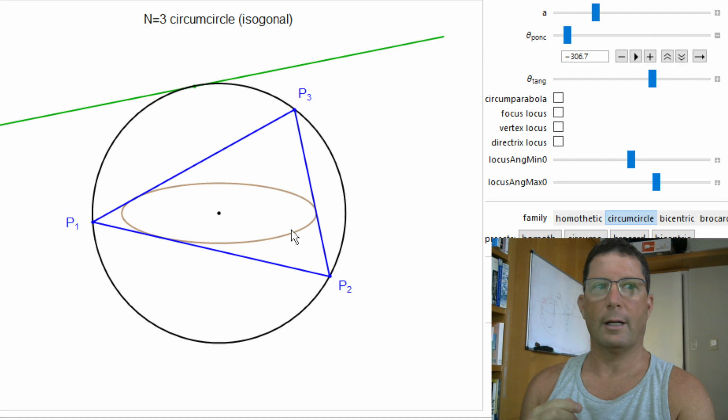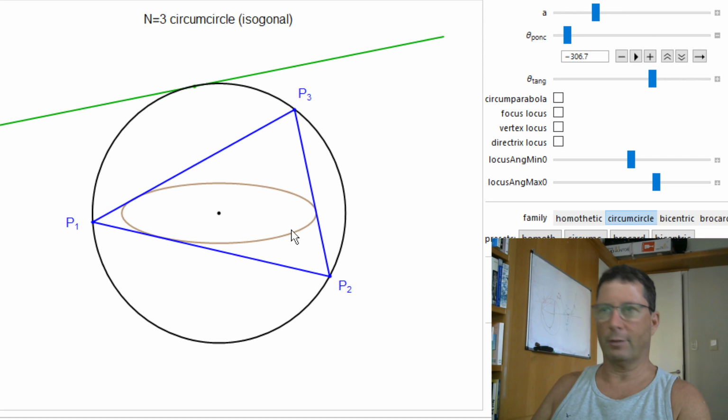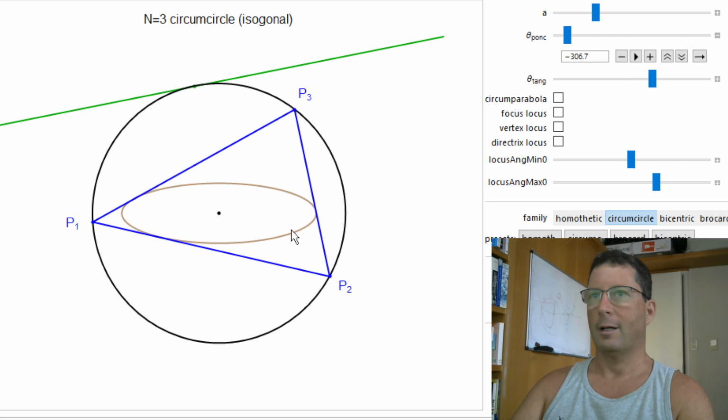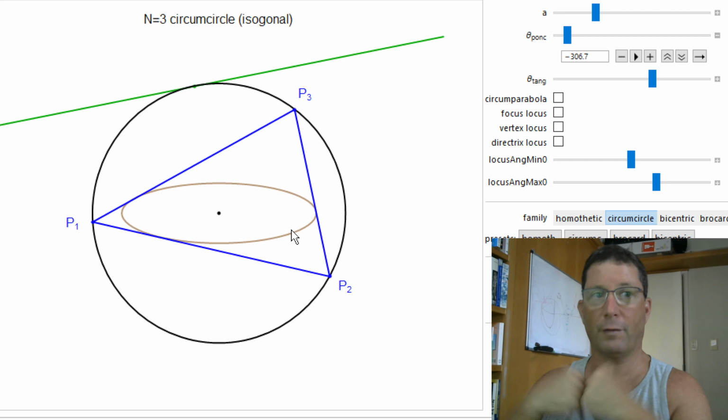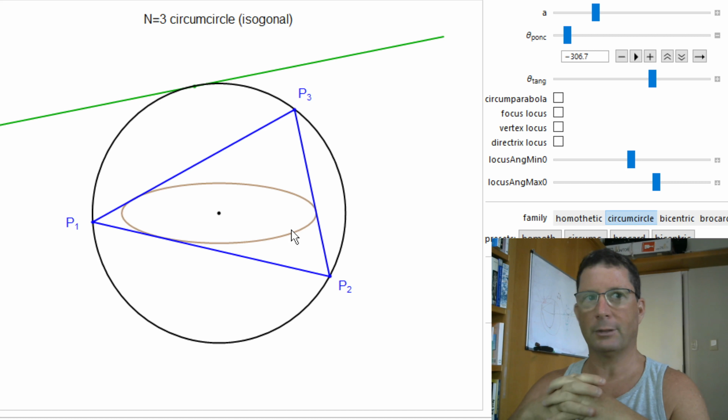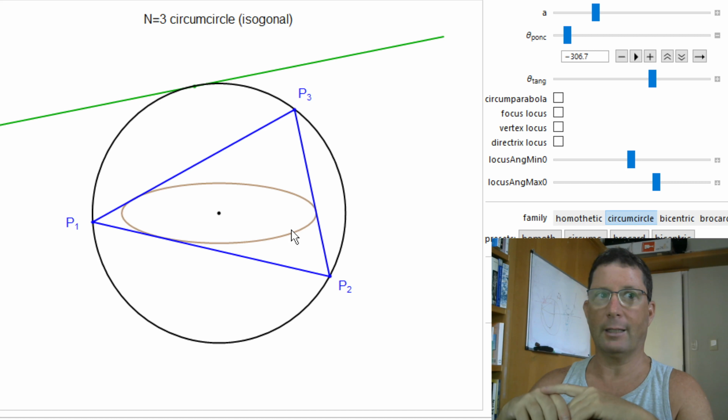Okay, so continuing our conversation about circumparabolas of Poncelet triangle families. Before, we were looking at the isotomic image of lines tangent to the Steiner circumellipse. Let's now take another method to construct a circumparabola of a triangle.